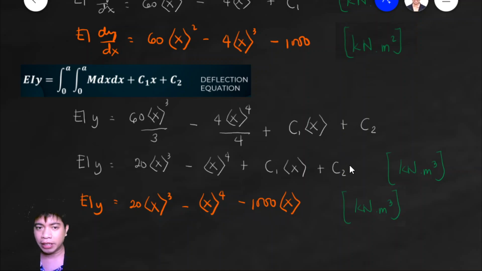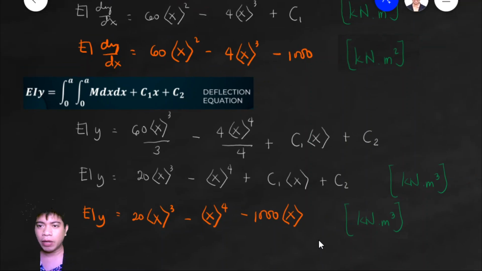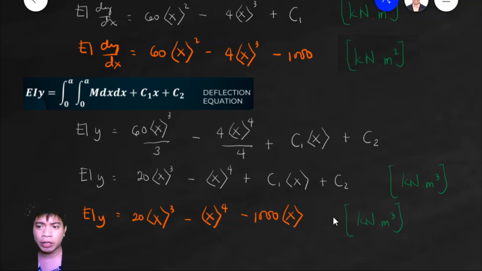Okay, so yung C2 natin ay 0. So, hindi na natin siya inilagay. So, ayun guys, nakompleto na natin yung ating dalawang equations, yung slope equation tsaka yung deflection equation. So, ito lang namang dalawa yung ating kailangan sa pag-solve nga ng ating problem. So, balikan na natin ngayon guys yung ating problem, para ma-solve na natin nga yung mga hinahanap dun sa problem.